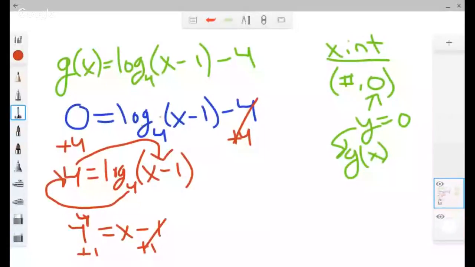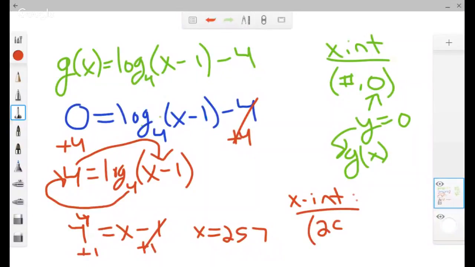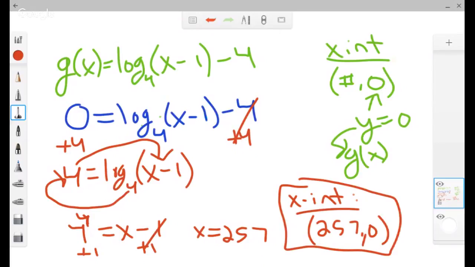So 4 to the power of 4, what would that be? Let's see. That would be 256. So 256 plus 1 would give me 257. Okay. So what that means is that my x-intercept for this specific problem is going to be 257, comma, 0. Okay. So that's how you would do that setup. Again, I set everything equal to 0. I go ahead and rewrite it in exponent form. That's what I did in the red there. And then I'm just solving for x, okay?